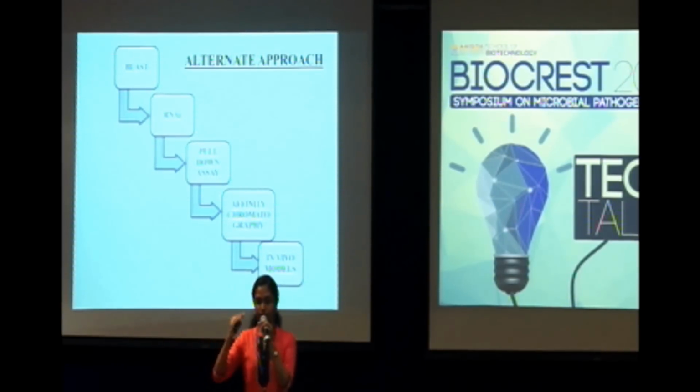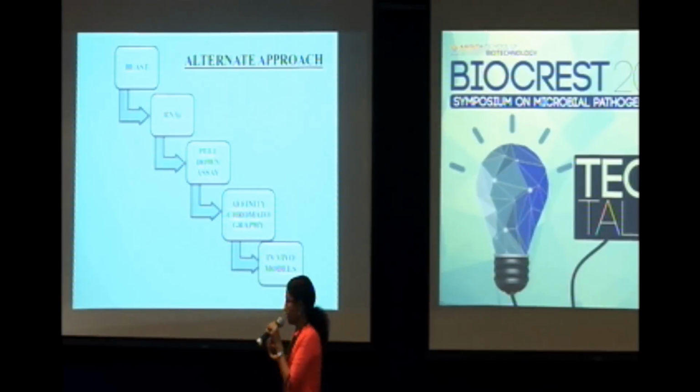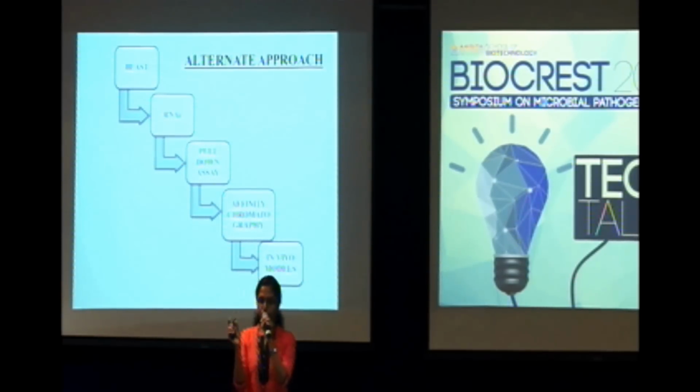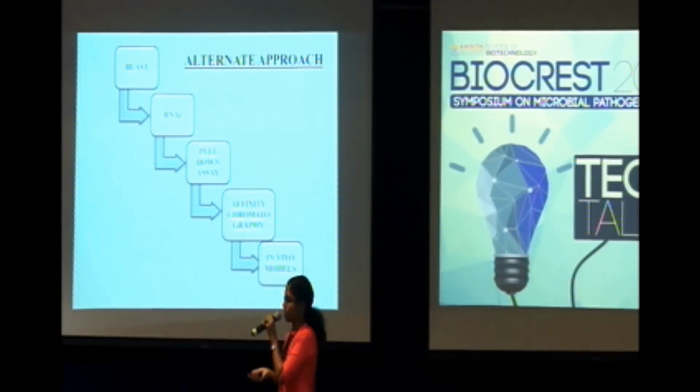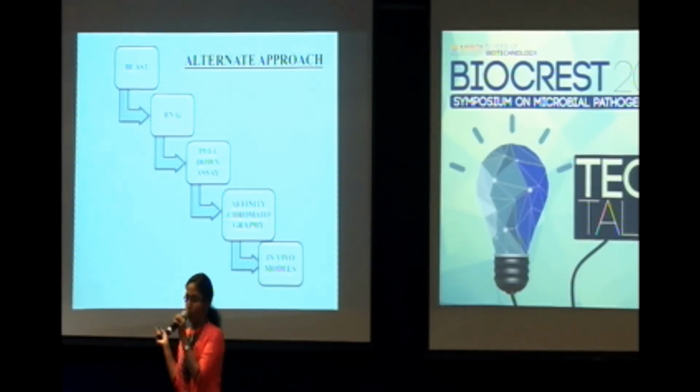And I can find out the regions of similarity. And then I can go for an RNA interference study. And then I can go for a pull-down assay. So that is a specific protein-protein interaction study. So I can narrow down my targets. And then I can again go for affinity chromatography. And again, if I get a novel target, I can go for in vivo models.